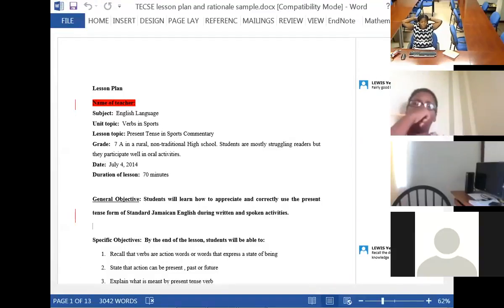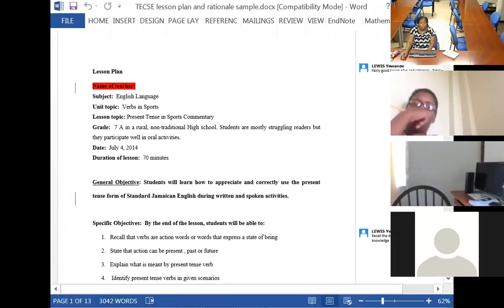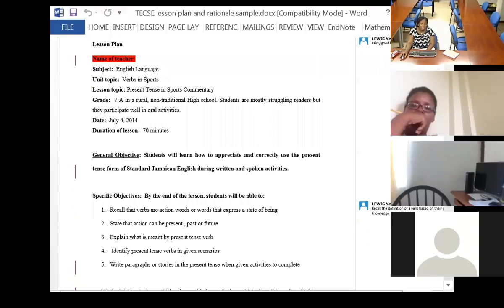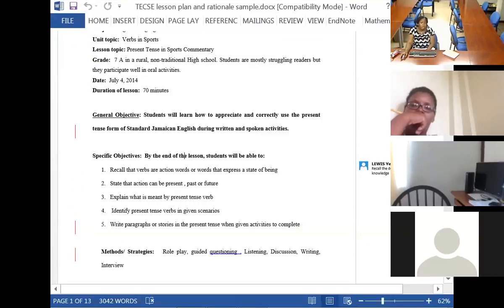This person is looking at the present tense, right? So we have the headings as usual. General objective: students will learn how to appreciate and correctly use the present tense form of standard Jamaican English during written and spoken activities. So this person shows the problematic area of the simple present tense, and we looked at that yesterday. So these are the objectives. And you notice that Dr. Focom gave a correction for the ones that I wanted you to note. We recall the definition of a verb based on their prior knowledge, instead of recall that verbs are action words or words that express a state of being.